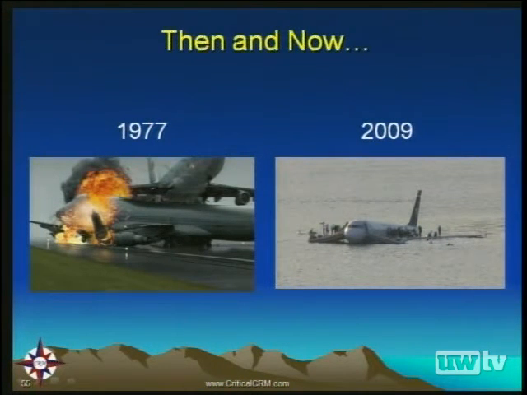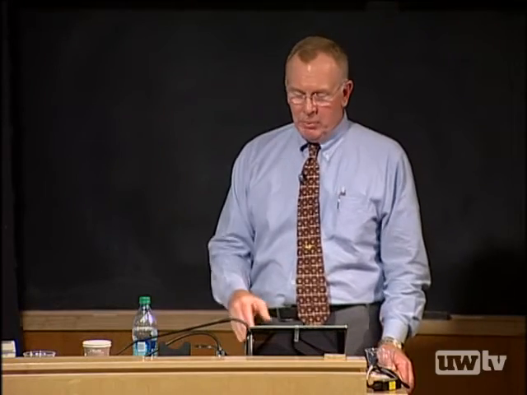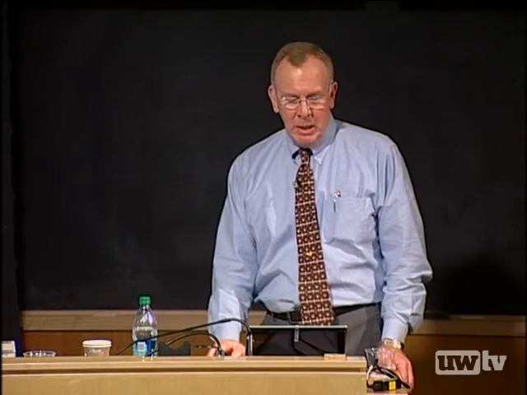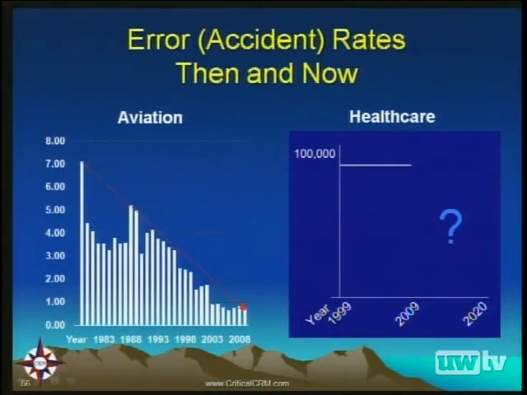So where we are right now, you look at 1977, this is a reenactment of the Tenerife accident where the two 747s collided, and 2009. We've come a long ways. You can see from the statistical data, we have really made some tremendous improvements in safety. In terms of aviation versus healthcare, of course, this is a repeat of the slide that you saw earlier with our statistics that we've had over the last 30 years.